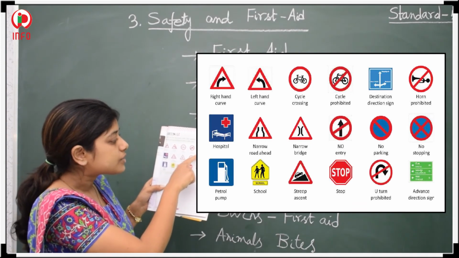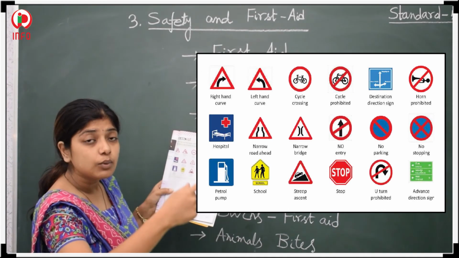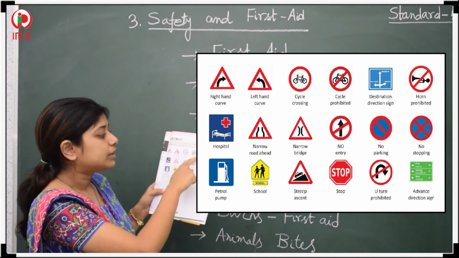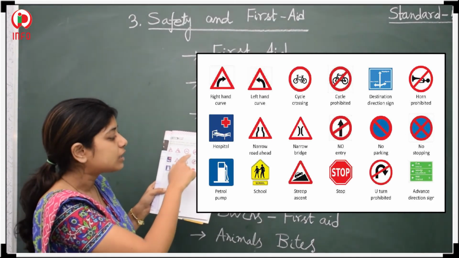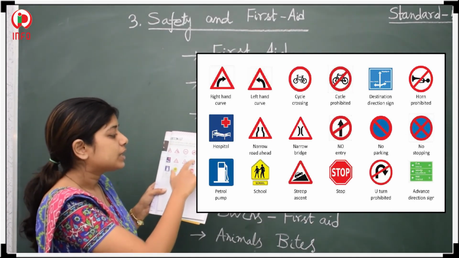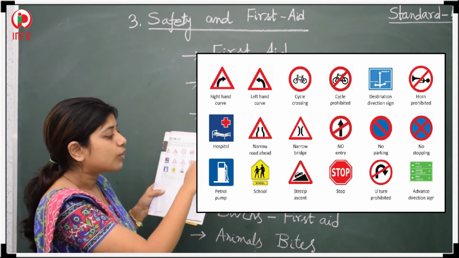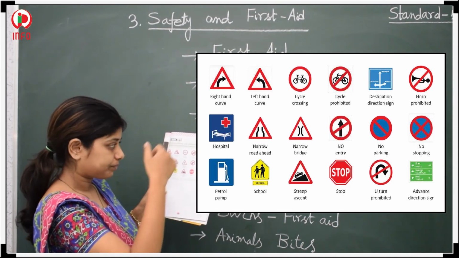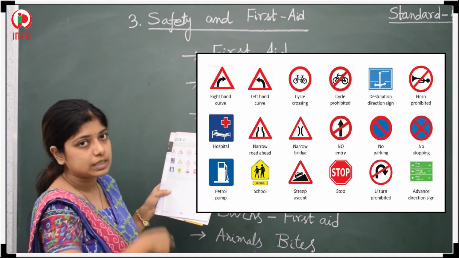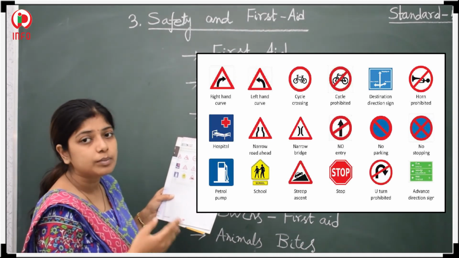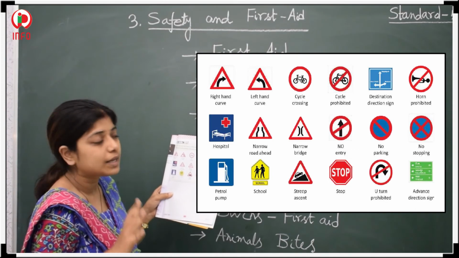Next one, destination direction sign. That means wherever you want to go, in which direction and where each place is, these are given by this kind of sign. Next one, horn prohibited. See here, a horn is there and a crossing sign is also there. That means a cutting sign. So that one is horn prohibited. The horn is not allowed inside that region or that area.